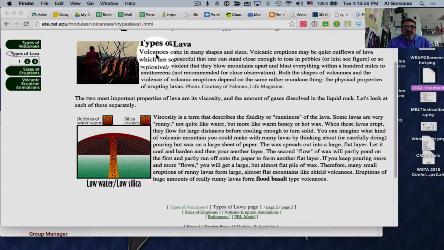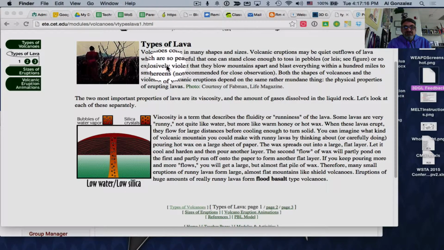Types of lava. Volcanoes come in many shapes and sizes. Volcanic eruptions may be quiet outflows of lava, which are so peaceful that one can stand close enough to toss in pebbles. Or lay, see in the figure. See how close she's standing to that huge-looking lava flow?